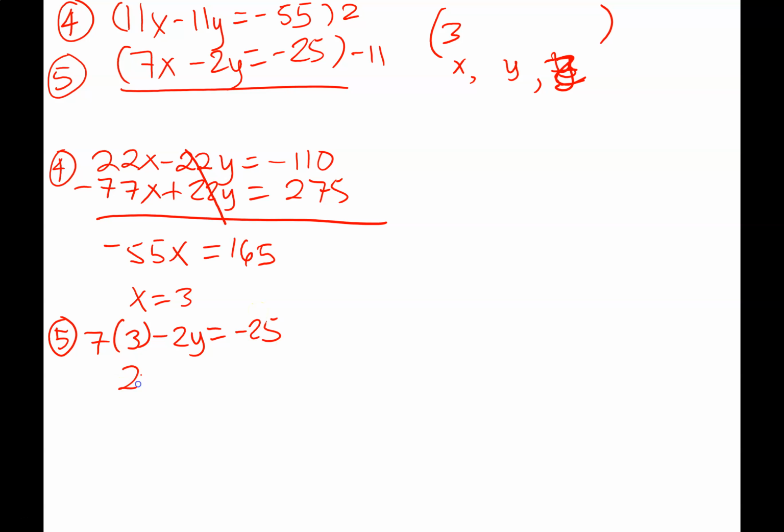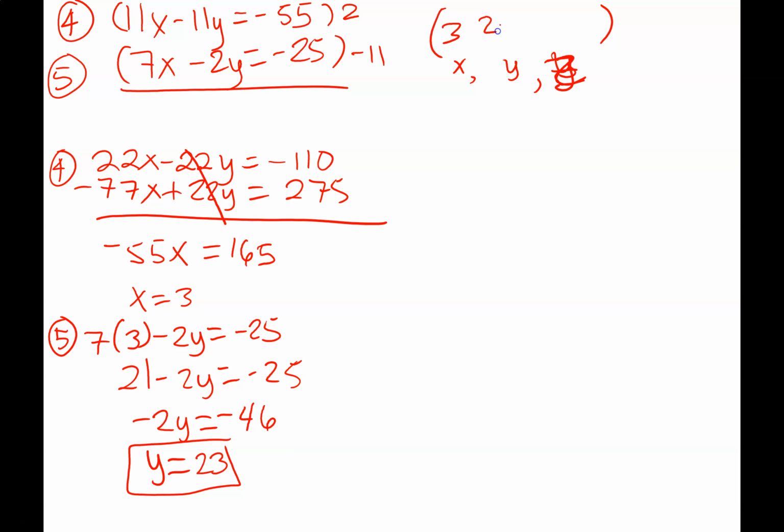So we have 21 minus 2y is equal to a negative 25. Subtract the 21 from each side, and we should have negative 2y is equal to a negative 46 when I subtract the 21 from each side. Divide by negative 2, and y should be a positive 23. And that goes right in there.